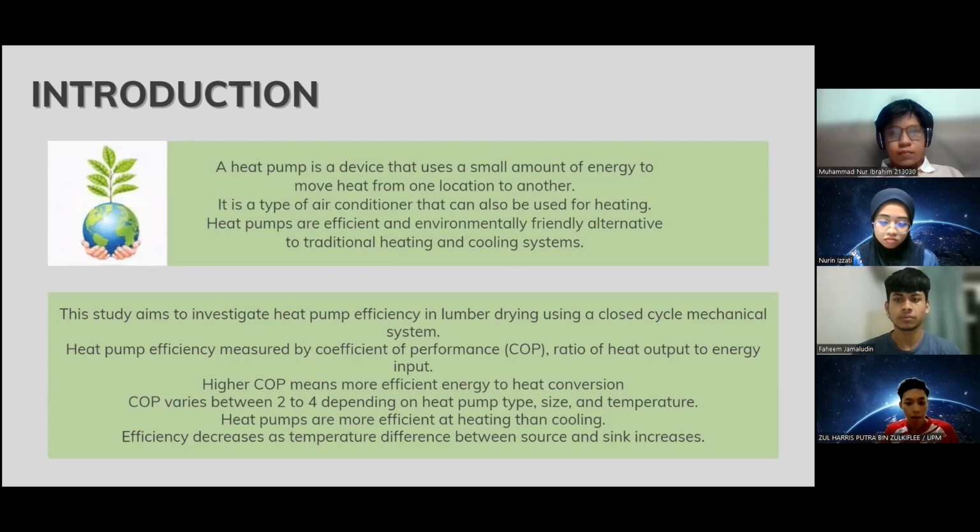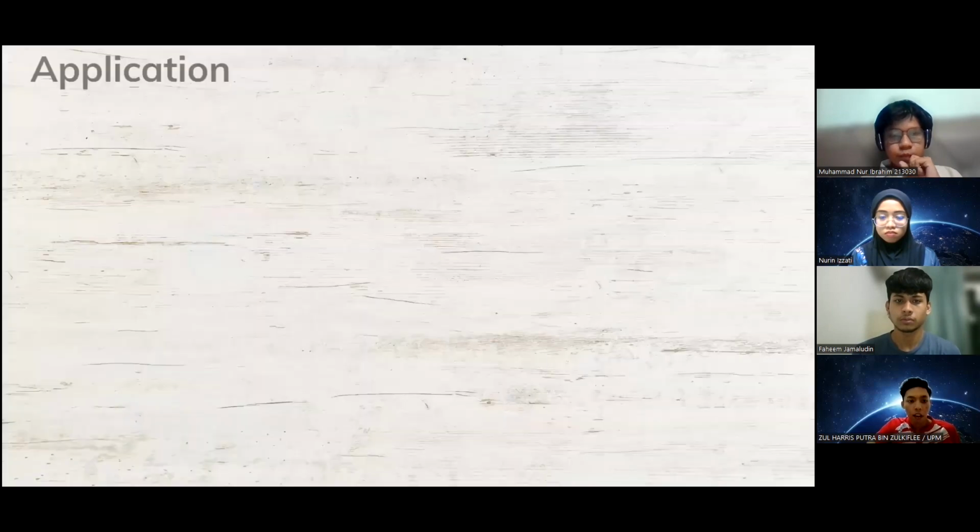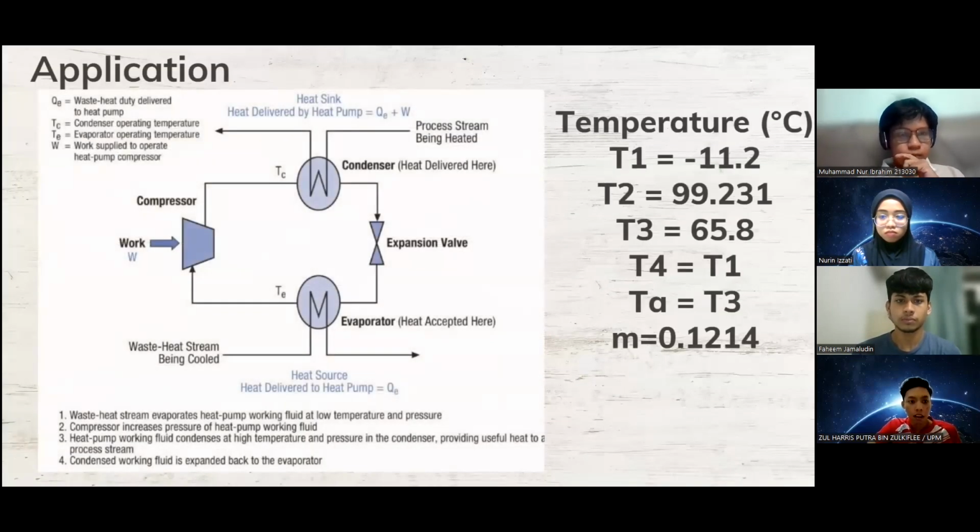Heat pump efficiency is measured by the coefficient of performance, or COP, the ratio of heat output to energy input. A higher COP means more efficient energy to heat conversion, and COP varies between 2 to 4 depending on heat pump type, size, and temperature. Heat pumps are more efficient at heating than cooling. Efficiency decreases as the temperature difference between source and sink increases. Right, so yeah, these are the applications.